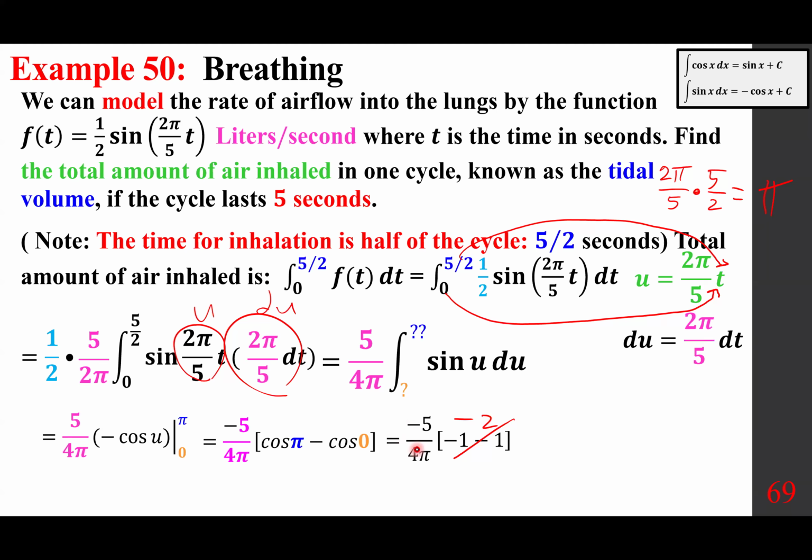So 5 over 2 pi, precisely, roughly 0.796, and about 0.80 liters. It depends on how many decimals they ask you. If they don't ask, you have to answer in this format, 5 over 2 pi, which is the exact answer, everybody.